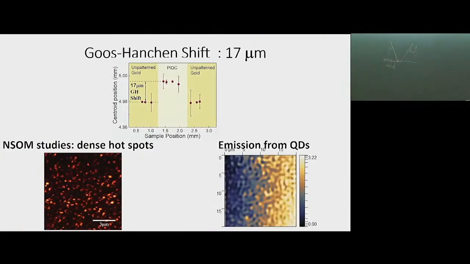So you are looking at the centroid of the beam. Centroid of the beam, yes. An average centroid, intensity average. Yes, right.